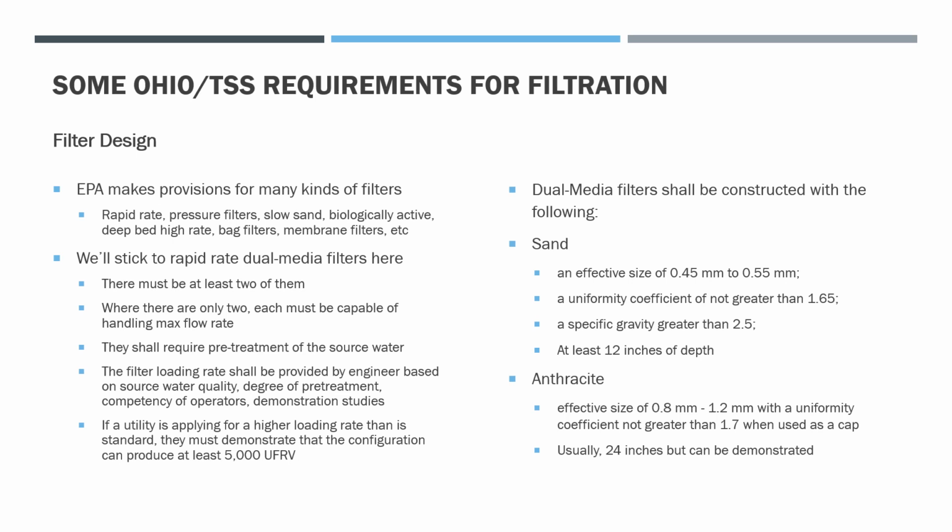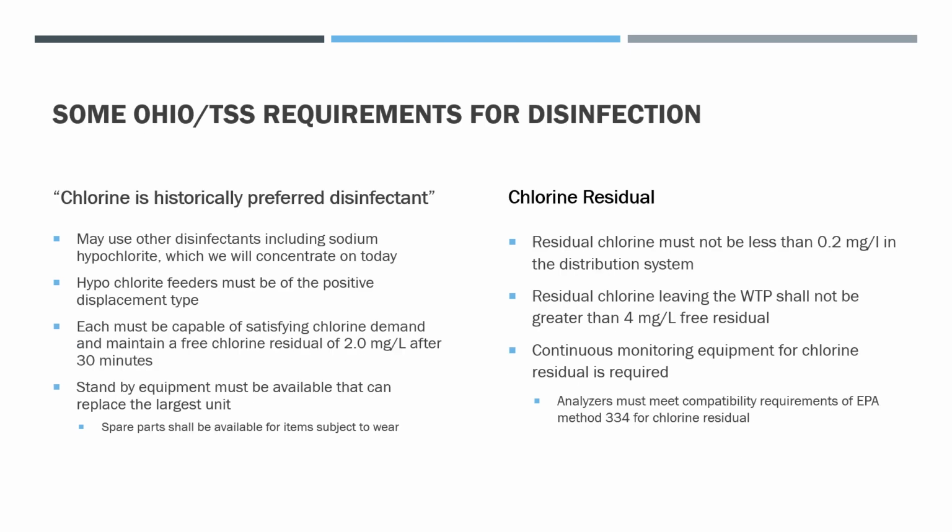The anthracite that goes on top of that sand has to meet an effective size of somewhere between 0.8 and 1.2 millimeters, with a uniformity coefficient not greater than 1.7 when used as a cap. And usually 24 inches depth is needed, but less can be demonstrated if you want to show less.